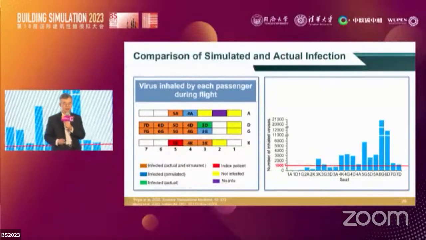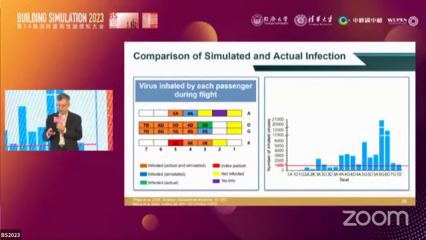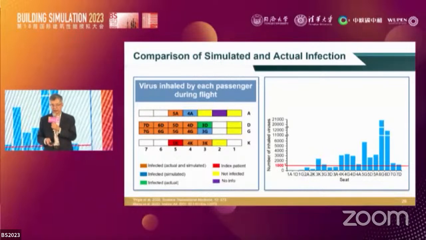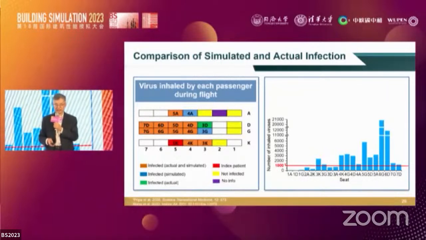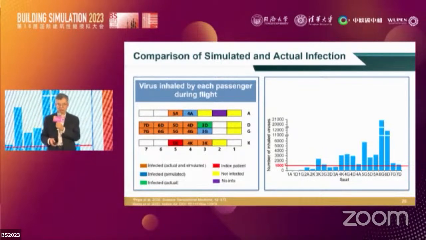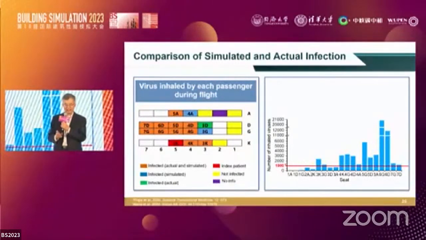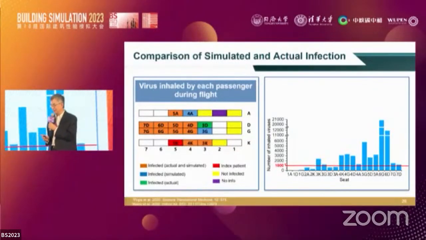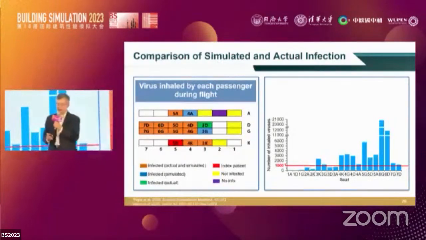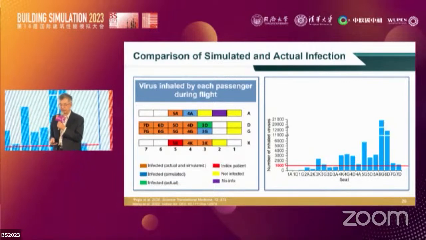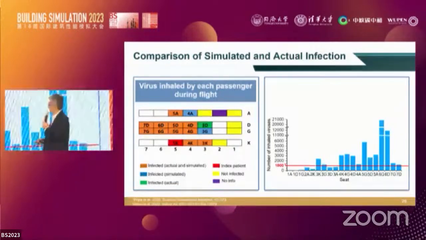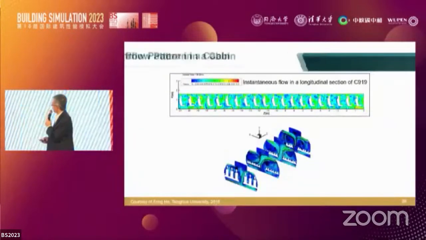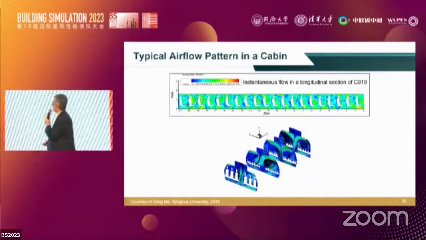We also simulated another one I didn't show here, for the flight from Singapore to Hangzhou in 2020. In that airplane, one person was infected, and the others were not. The main difference is that from Singapore to Hangzhou, almost all the passengers wore masks, although there was an index patient. So wearing masks makes a lot of difference.